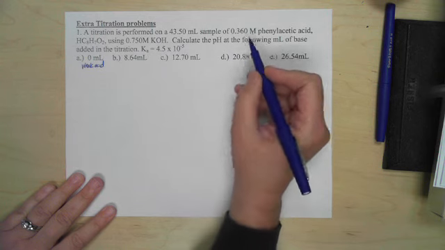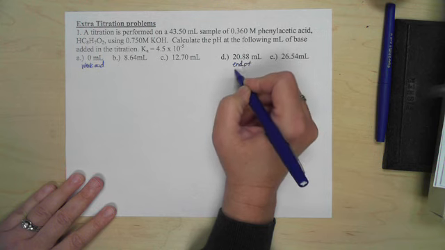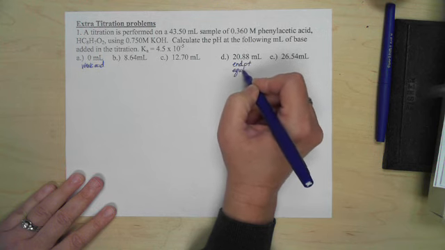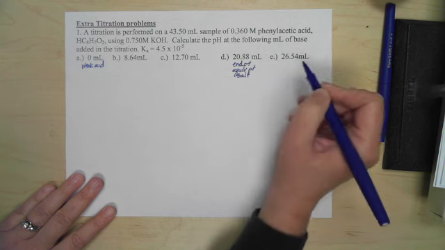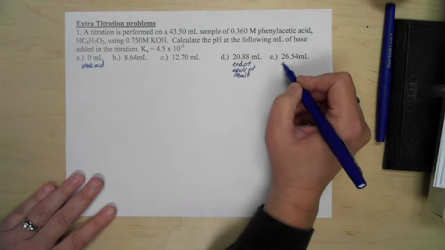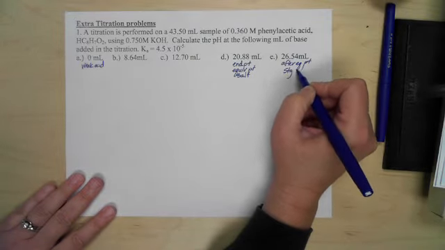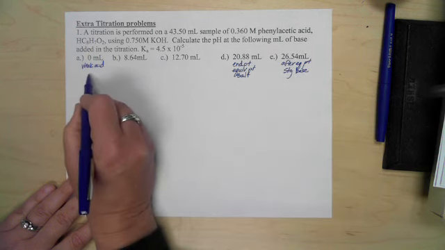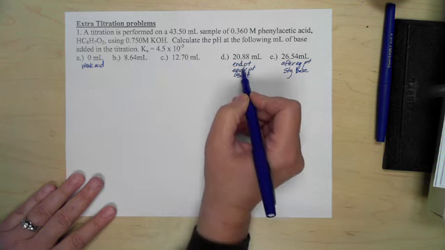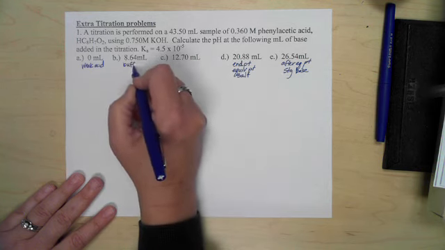When I do the math, I determine that this is the end point, or the equivalence point more accurately. So this is a salt problem. This is after equivalence point, so it will be a strong base problem. That means these two are between the weak acid and the end point, so these two will be buffers.